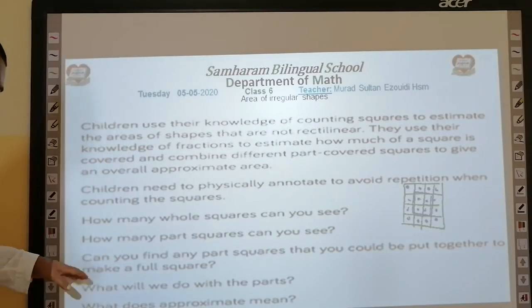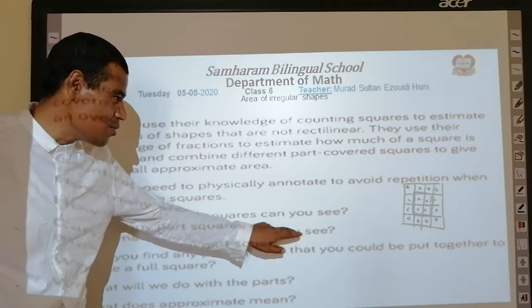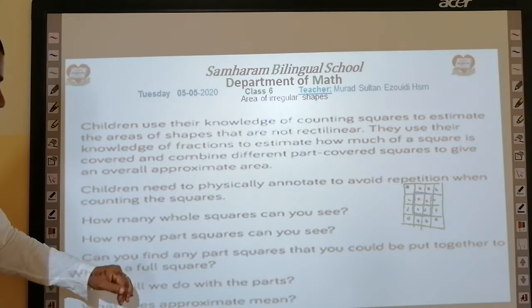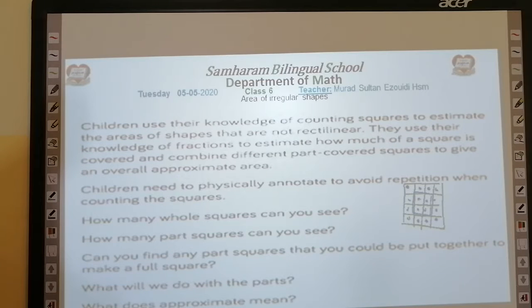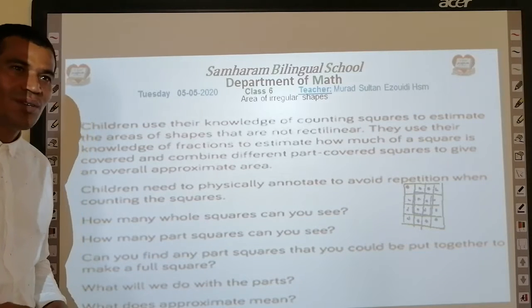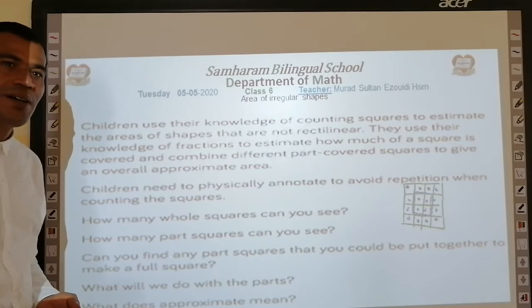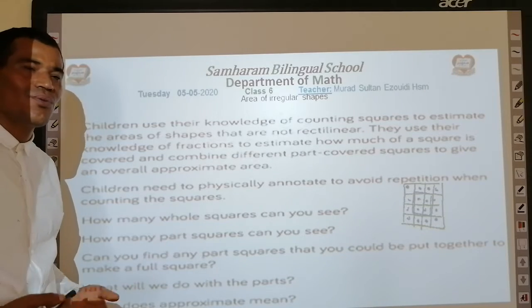You should count them. How many part squares can you see? Then, can you find any part squares that could be put together to make a full square? Then what will we do with the parts? What does approximate mean, my learners? It means it's close to the answer.